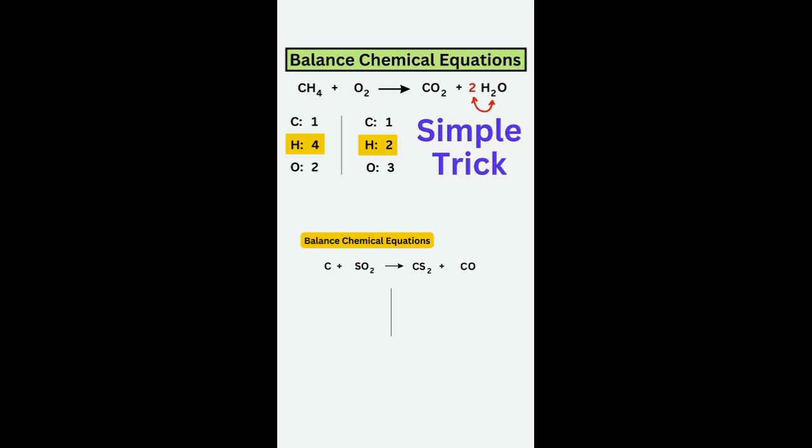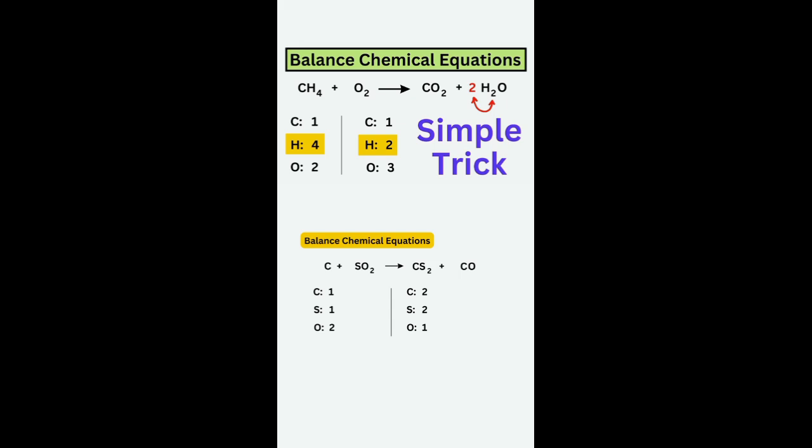On the left, we have a carbon with no small number attached to it, so that means 1 carbon atom. We also have sulfur dioxide. That means 1 sulfur and 2 oxygens. So left side totals are 1 carbon, 1 sulfur, and 2 oxygens. On the right we have carbon disulfide, which is 1 carbon and 2 sulfurs, and carbon monoxide, which is 1 carbon and 1 oxygen. So the right side totals are 2 carbons, 2 sulfurs, and 1 oxygen.